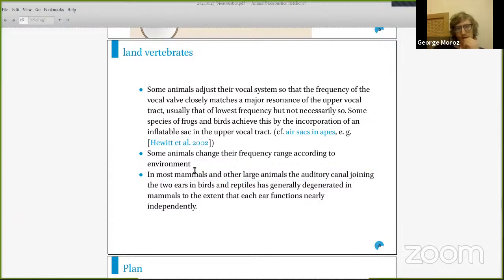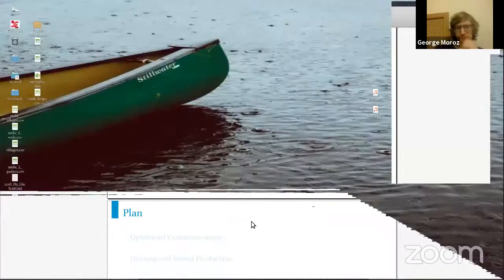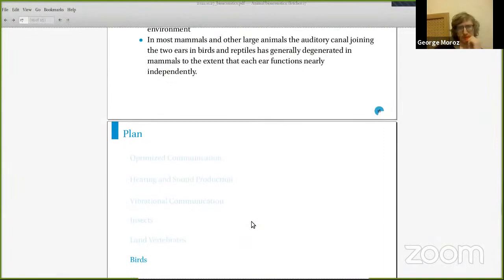In most mammals and other large animals, the auditory canal joins the two ears. In birds and reptiles it has generally degenerated, in mammals to the extent that each ear functions nearly independently. And this is a nice thing. Sometimes the auditory system works synchronically, and sometimes you have two sources and then you need to work on it, or you have two sources and then you merge information into one. This could be a different strategy.